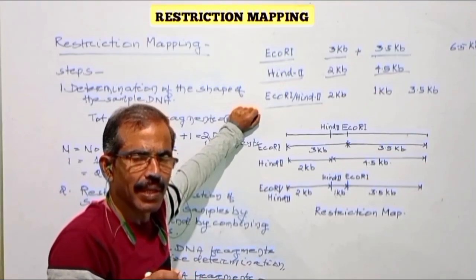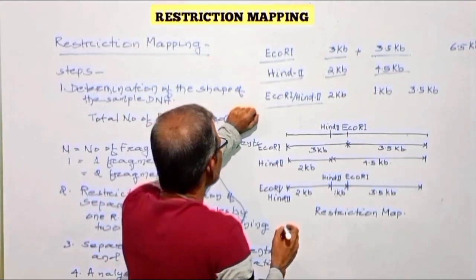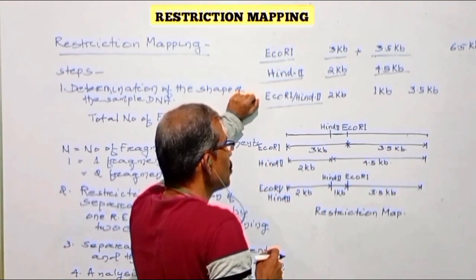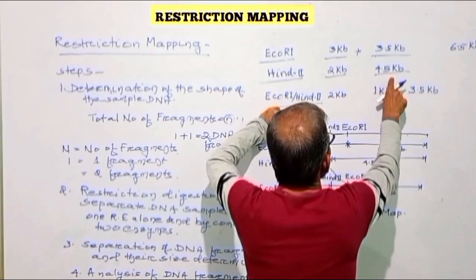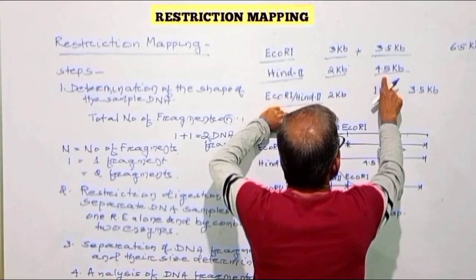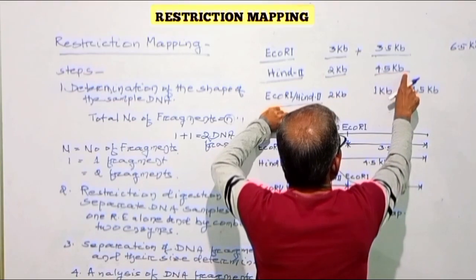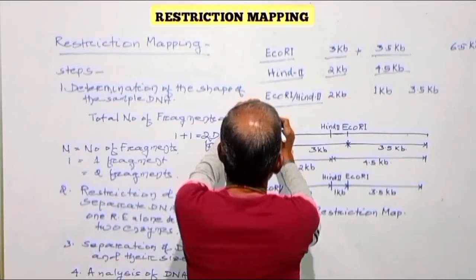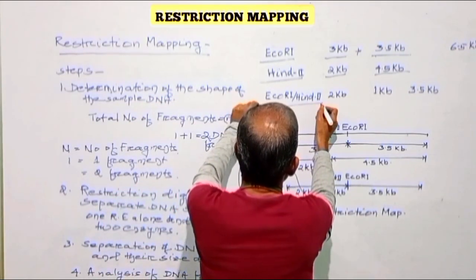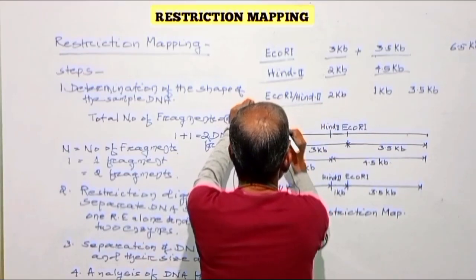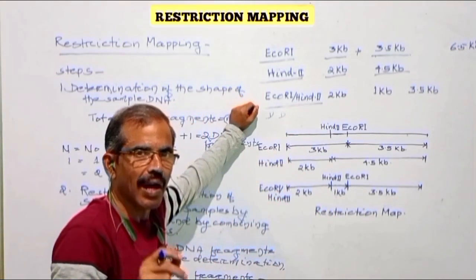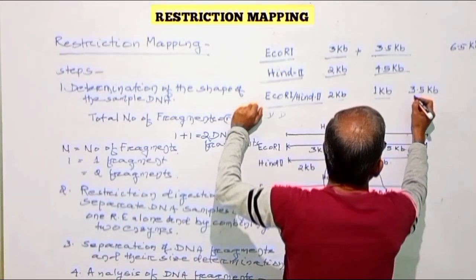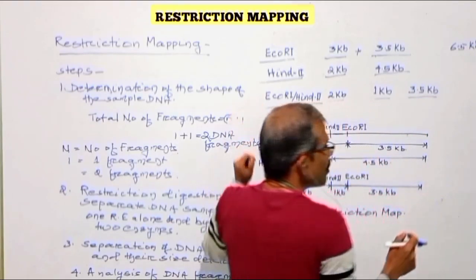In another experiment, a separate sample of the DNA is cut by another restriction enzyme, HinII, which also produces two DNA fragments. One is 2 kb and the second one is 4.5 kb. In the third step, another sample is digested by combining EcoR1 and HinII. This is known as double digestion, which produced three fragments. One is 2 kb, the second one is 1 kb and the third one is 3.5 kb long.